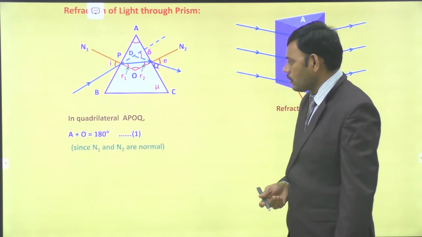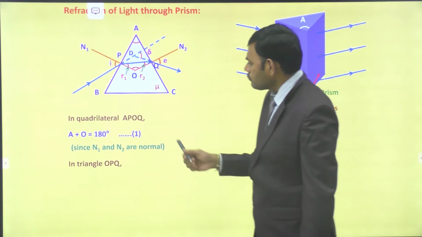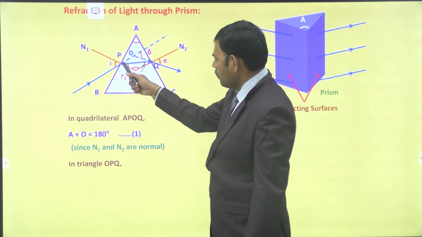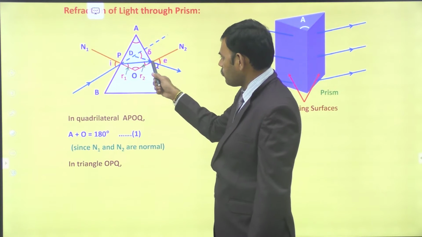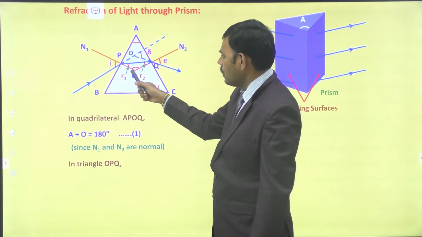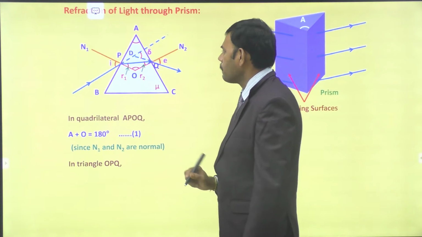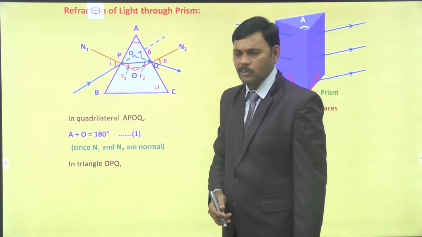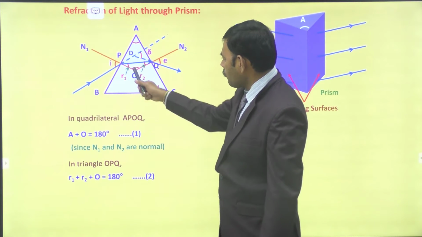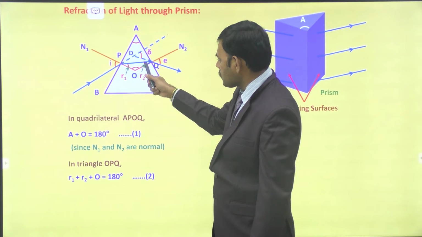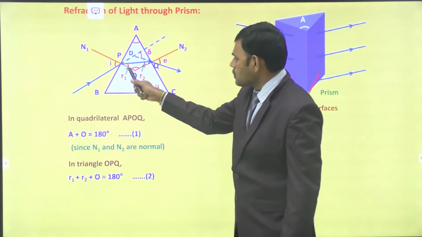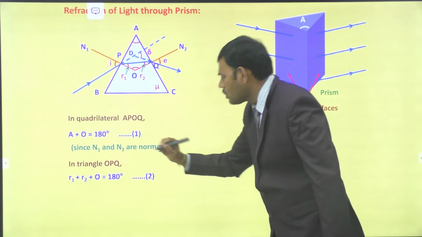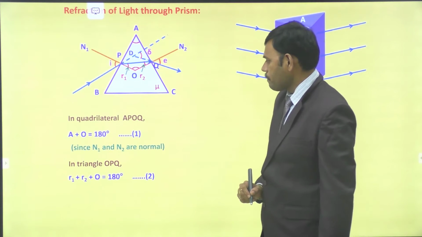Consider a triangle. Here in triangle OPQ, the lower triangle OPQ, look into the diagram carefully, students. I am showing it. OPQ, consider this triangle. In any triangle, sum of the three angles must be 180. We know that. So R1 is one angle, R2 is second angle, O is third angle. So sum of R1 plus R2 plus O, sum of these three angles is 180 degrees.